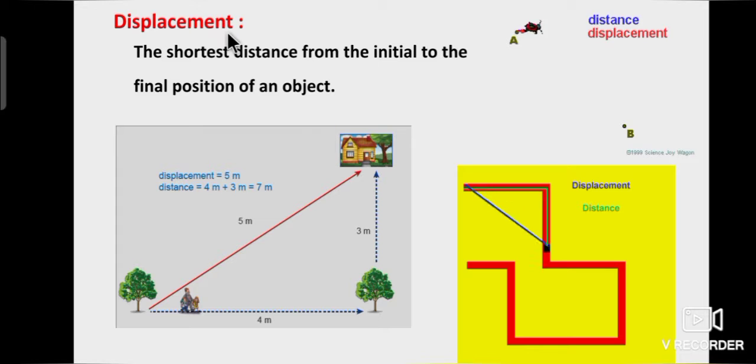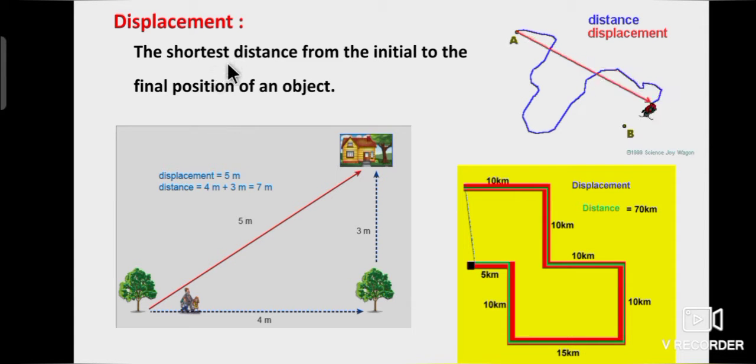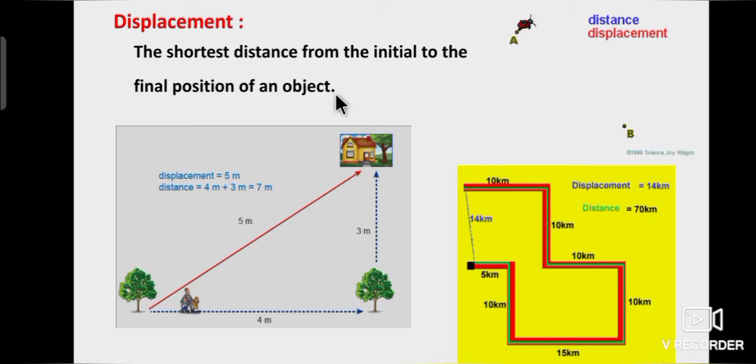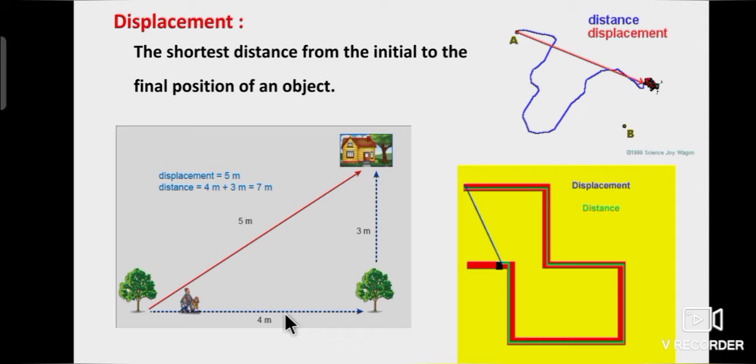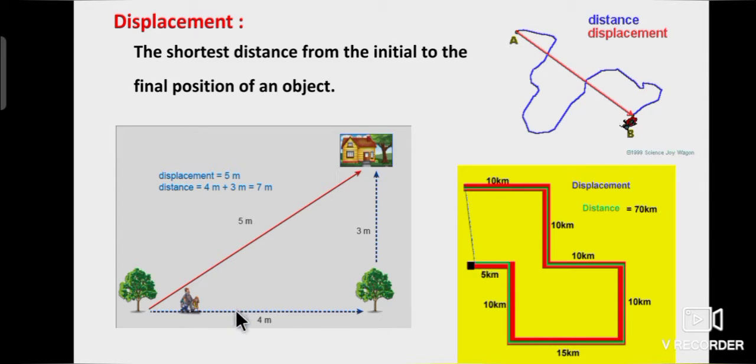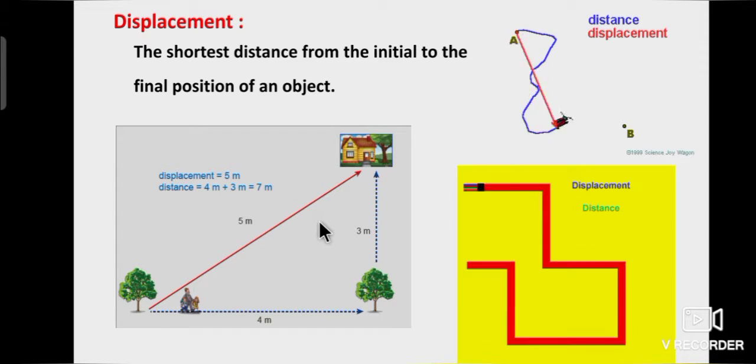Then what is displacement? The shortest distance from the initial to the final position of an object. See the example. The person moving from school to home covers 7 meter, so here 7 meter is the distance. But the shortest distance from school to home is 5 meter. That is displacement. So displacement is 5 meter.